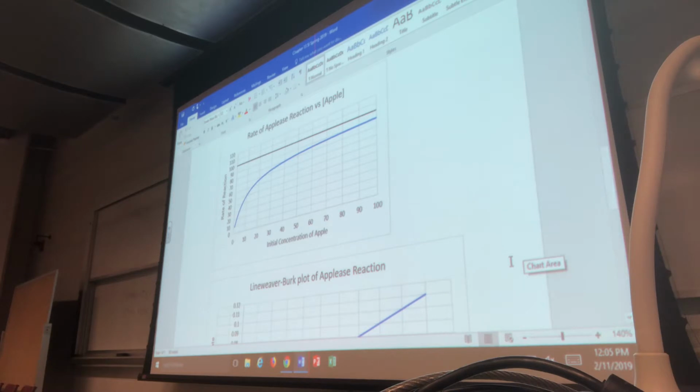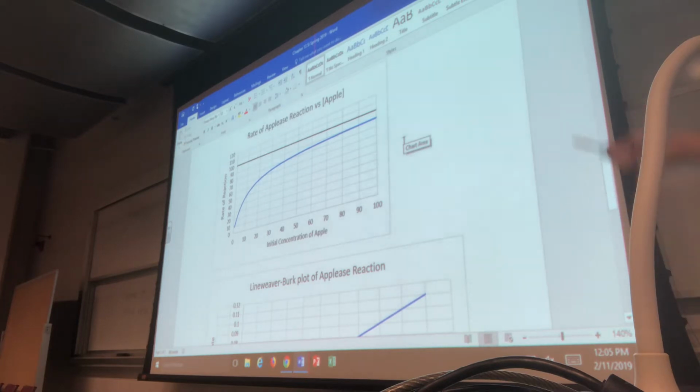All right. So we'll get started today. We're going to finish up the chapter 13 worksheet and start on the chapter 15 one. Last time we were calculating Vmax and Km from this top graph up here, right?